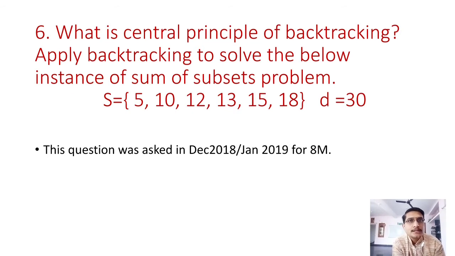The sixth question is: what is the central principle of backtracking? Apply backtracking to solve the below instance of a subset sum problem. See that this question is something different from what is solved in the book. So I am going to solve it now, and this was asked in 2018 and 19 for 8 marks.